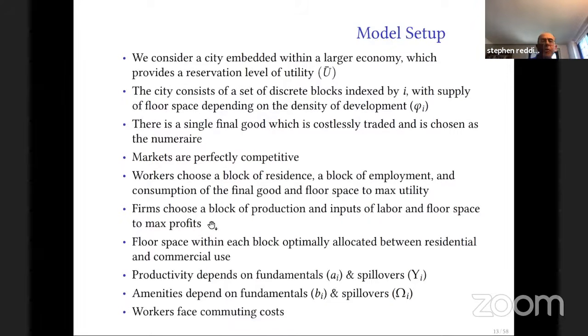How about firms? Well, firms are going to choose where to produce, and they're going to choose inputs of labor and commercial floor space to maximize their profits. And because we've got competitive markets, in equilibrium, profits are going to have to be 0 in any location with positive production.